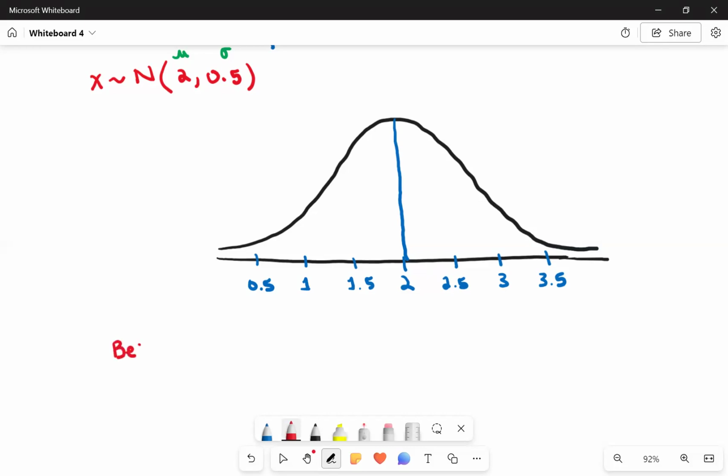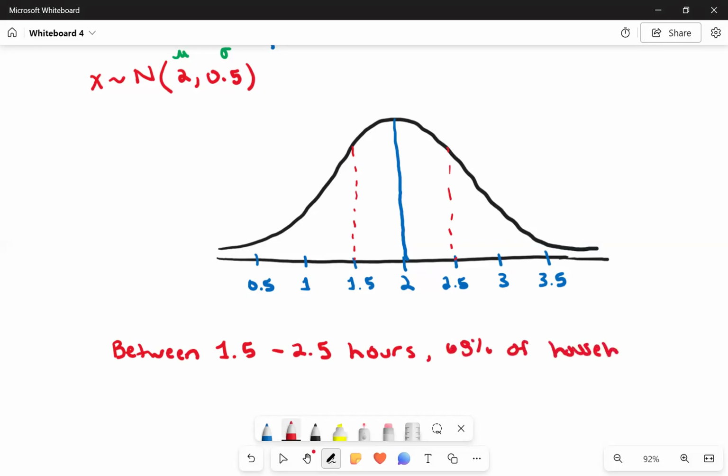Between 1.5, which is 1 standard deviation below the mean, and 2.5, which is 1 standard deviation above the mean, 1.5 to 2.5 hours, 68% of households use the computer this long. Okay, that's a bad sentence. I was trying to show you the range and the percent, but it's a terrible sentence.